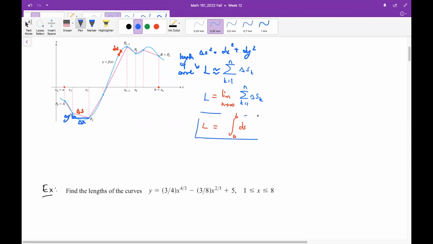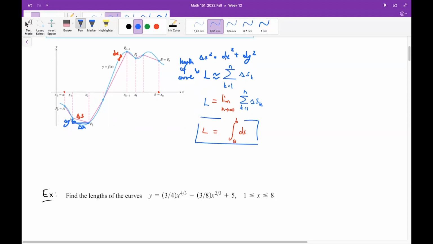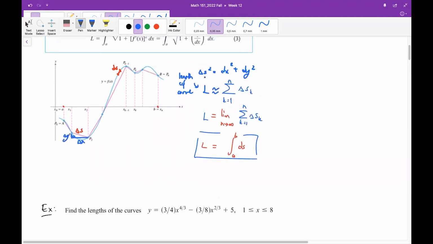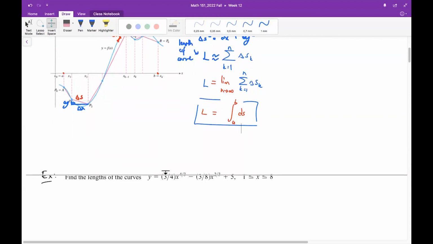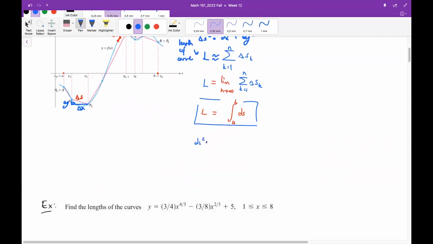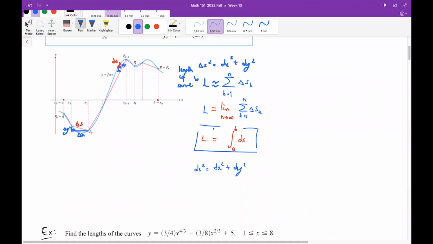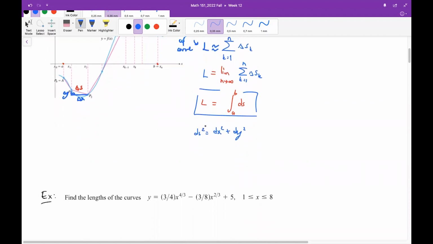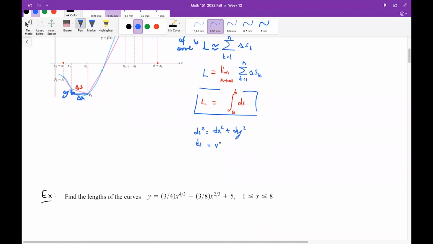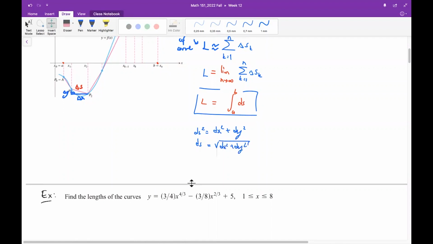Now, we need to understand what this ds means. As we have written here, the similar Pythagorean identity works for ds too. What I mean is ds squared is dx squared plus dy squared. So you can create this little triangle also here, where this part is dx and this part is dy. And from here, you can solve for ds as the square root of the right-hand side, like this.